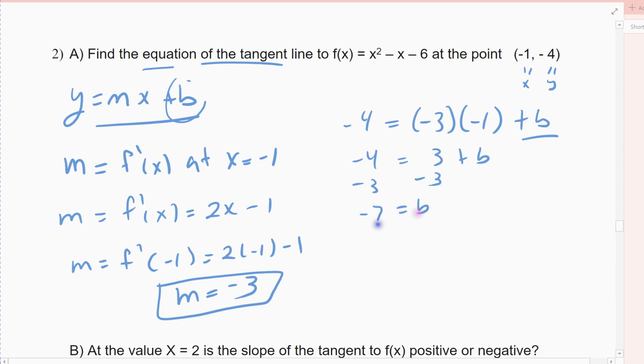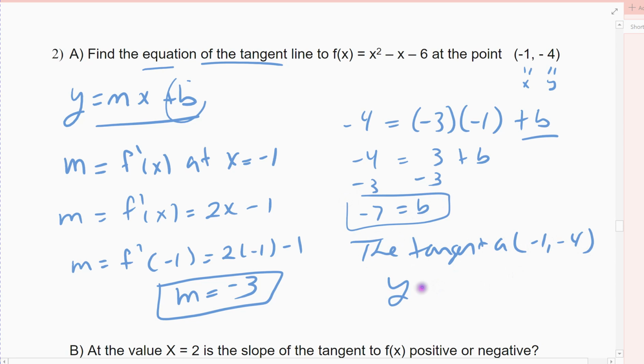And so -7 is my y-intercept, and so the tangent at the point (-1, -4), and only at that point. If I pick a different point, I'd get a different tangent, but the tangent at that point is the line y equals -3x minus 7, and there's my final answer.